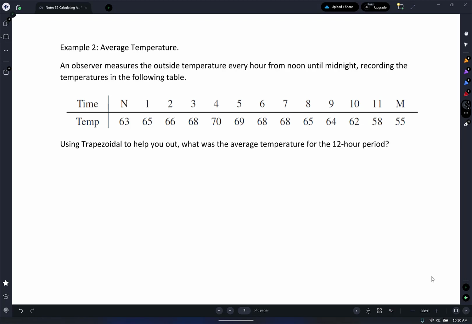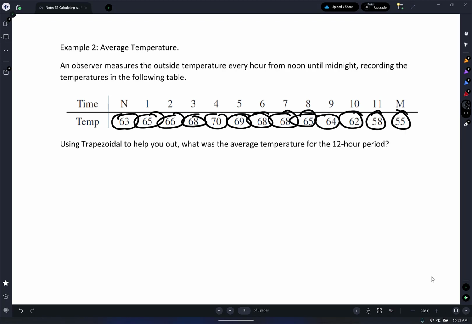Okay, so someone tell me, why can't I just add them up and then divide by how many? Isn't that how you find your average grade? Why can't I do that? Yeah, this is a continuous function. There's a temperature between noon and 1 in the afternoon. What does the S start? Yeah, it starts at noon.